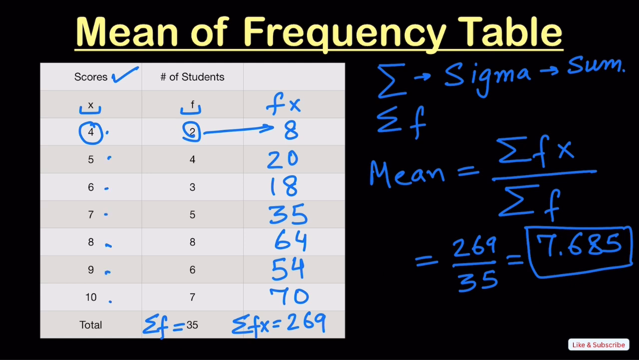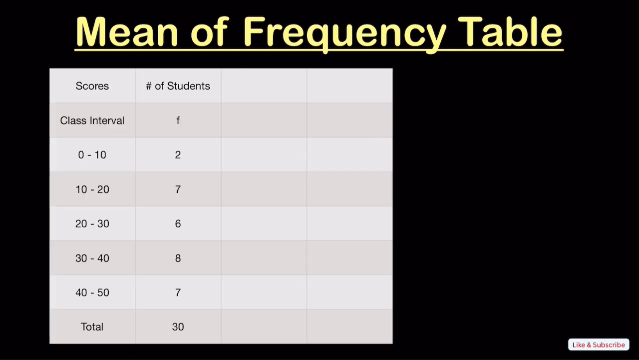They are given in class intervals, right? So let's take another example. In this case, the scores are given in the class intervals 0 to 10, 10 to 20, 20 to 30, 30 to 40, 40 to 50. So two students got their scores between 0 and 10. We are not sure what the actual points are, but we know that they lie between 0 and 10, right? So in this case, we estimate a little bit.